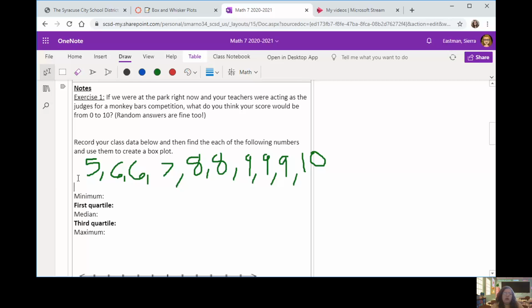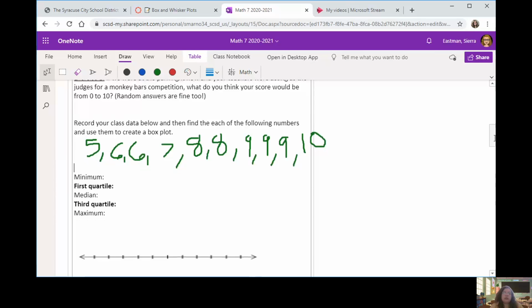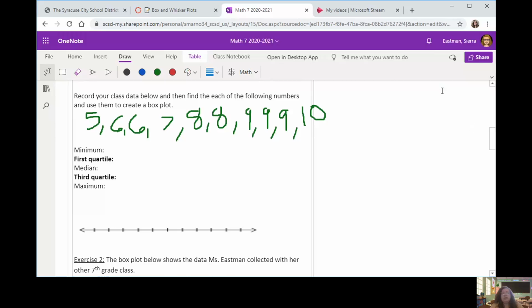This list below is every important piece of information that I need to create a box plot. Three of the things we do know how to find already, so I left those ones unbolded. They shouldn't be new for you. Minimum is another word for the smallest number, so we can go ahead and say that's 5. Maximum is another word for the biggest number. We can go ahead and say that's 10.